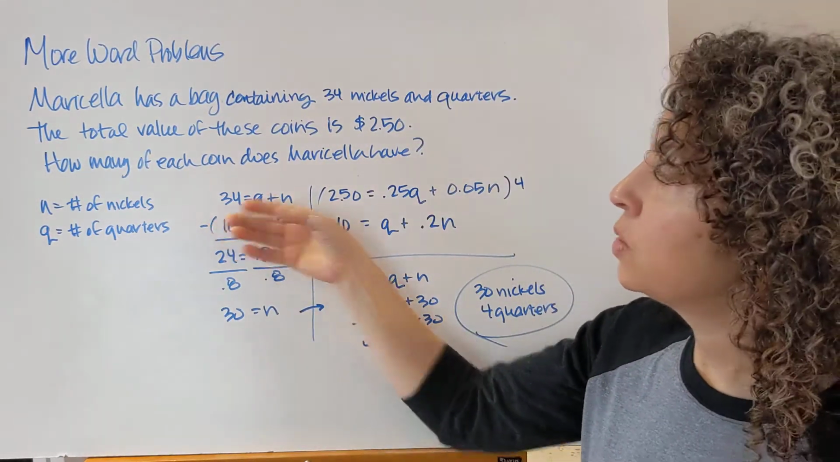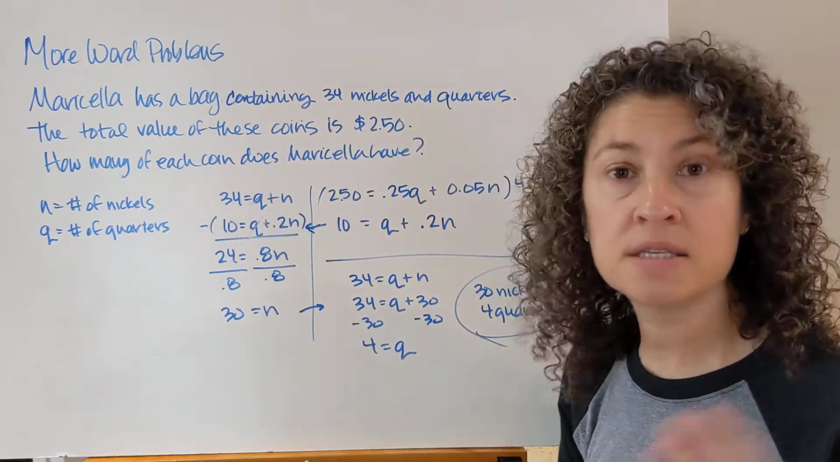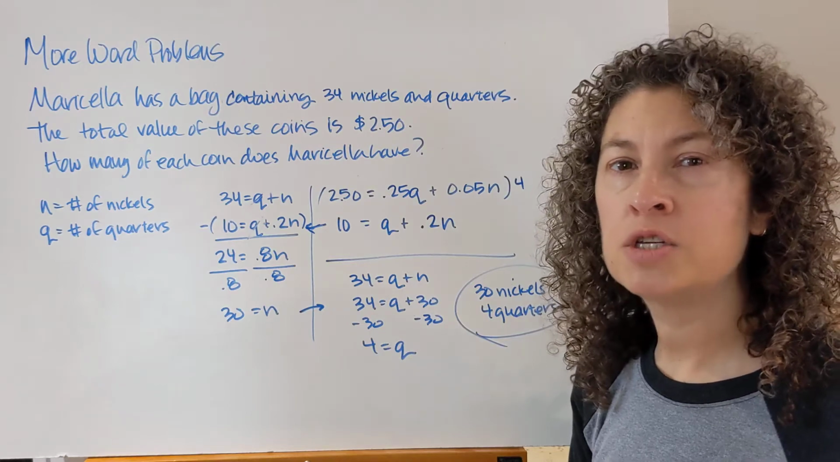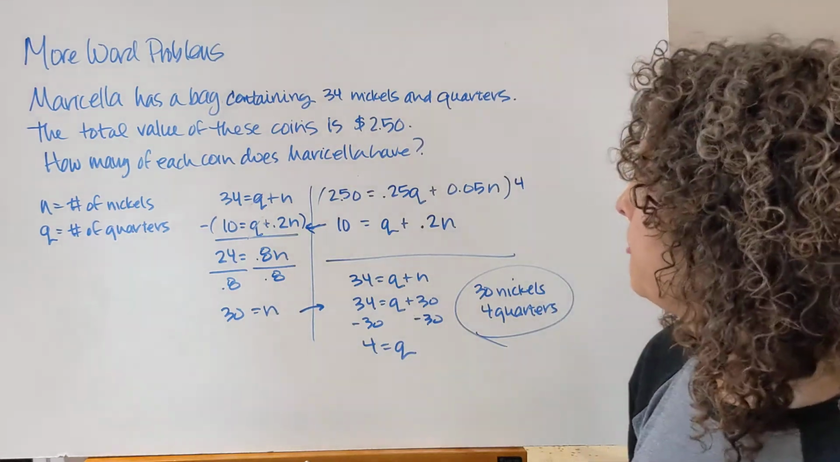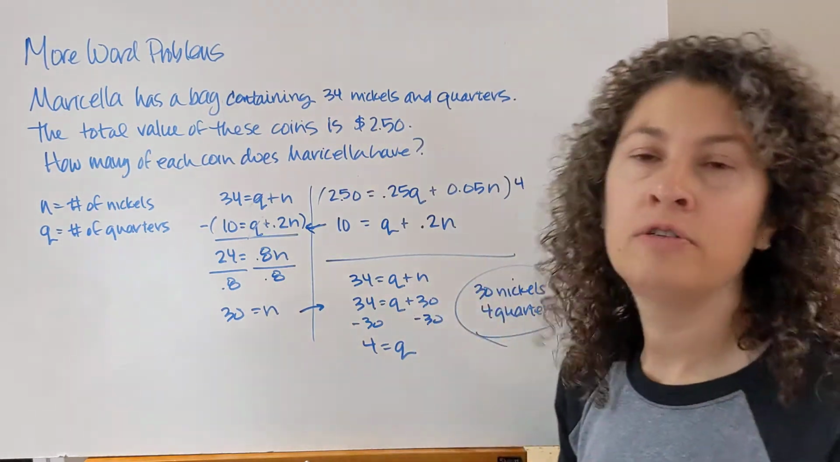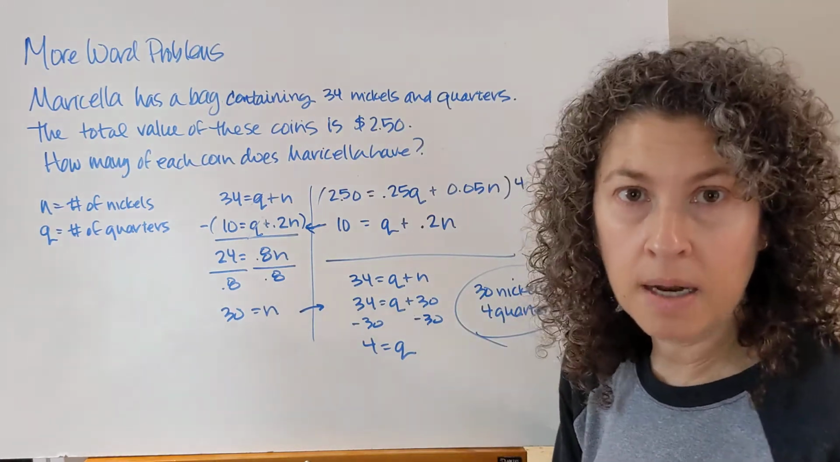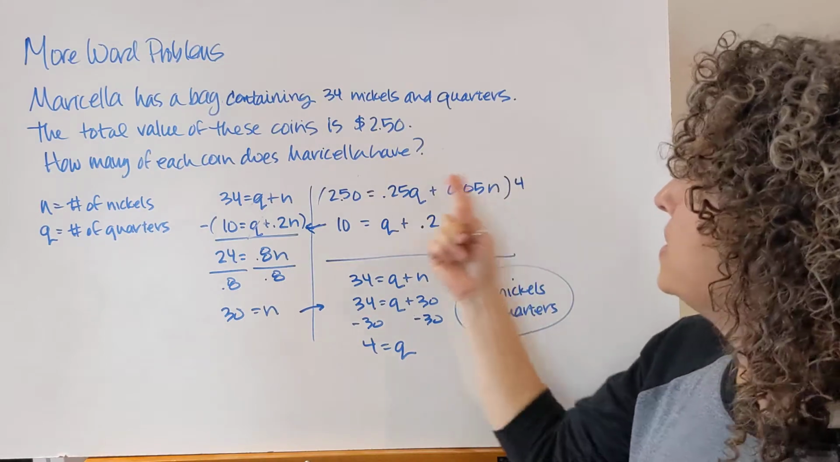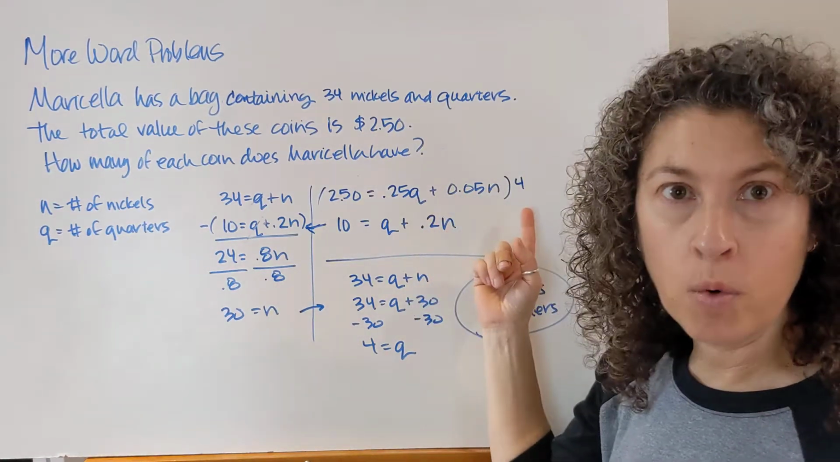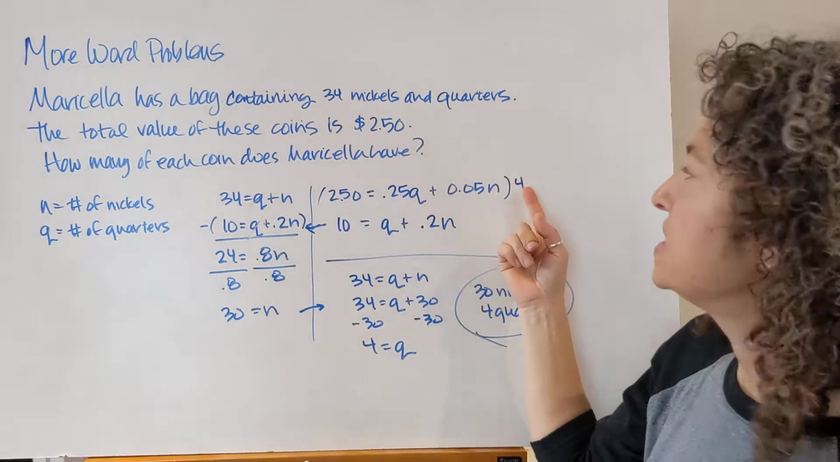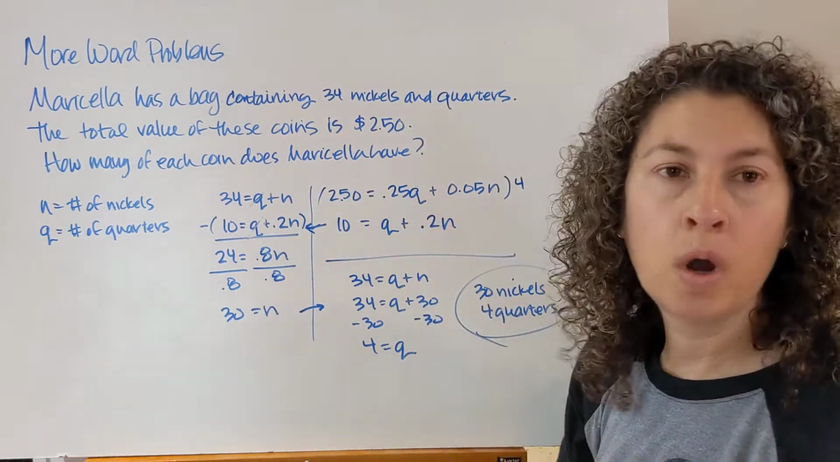All right, so from here, I could use substitution. I could take this equation and solve for Q or N and substitute. Totally fine. We're practicing elimination with multiplication, so I'm going to use that method. I don't have any coefficients that are either the same or opposite, so I'm going to have to make that happen. So I'm going to multiply this second equation by 4. You could multiply the first, either way, whichever makes you happy. I'm going to multiply the second one by 4 so that I come up with 1Q.